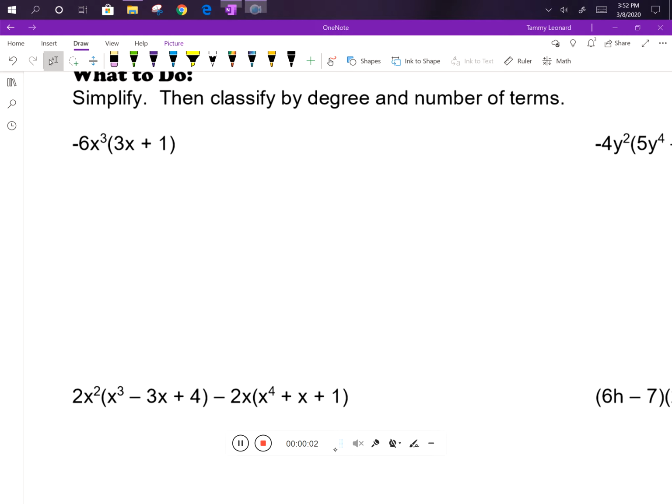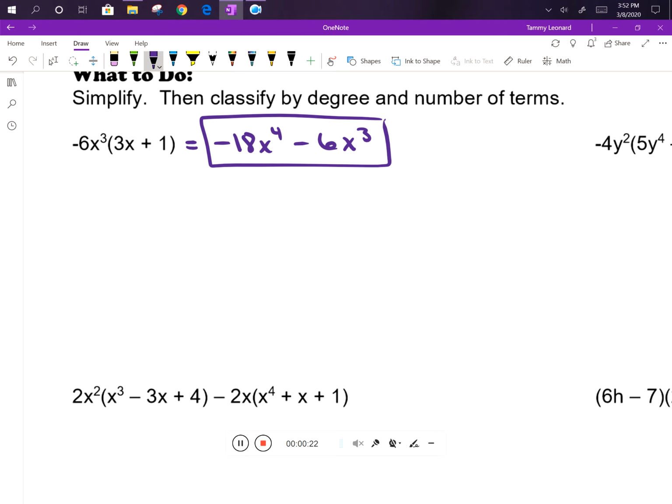This first problem is just a distribution problem. So let's start by distributing negative 6x cubed through the parentheses. We have negative 6 times 3 is negative 18, and x cubed times another x is x to the fourth. Negative 6 times positive 1 is a negative 6, and the x cubed doesn't have anything to multiply.